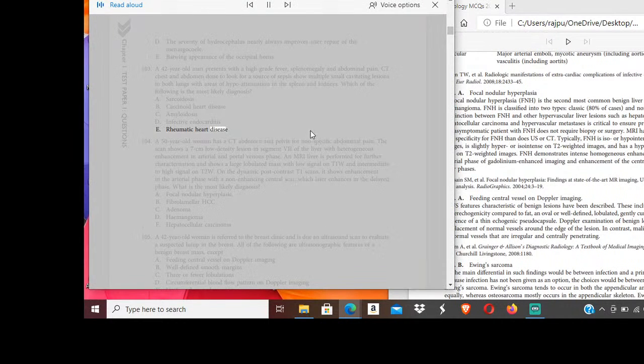104. A 50-year-old woman has a CT abdomen and pelvis for nonspecific abdominal pain. The scan shows a 7 cm low-density lesion in segment 7 of the liver with heterogeneous enhancement in arterial and portal venous phase. An MRI liver is performed for further characterization and shows a large lobulated mass with low signal on T1W and intermediate to high signal on T2W.